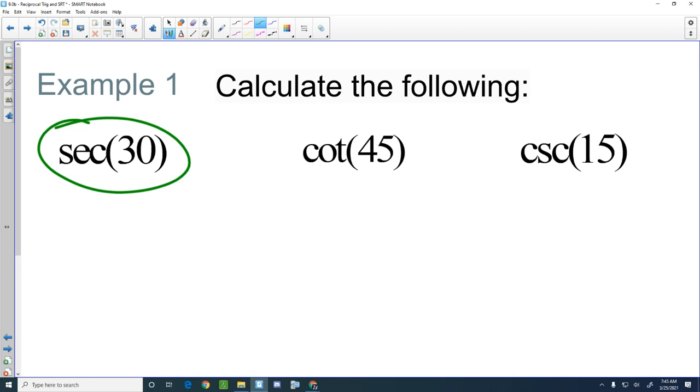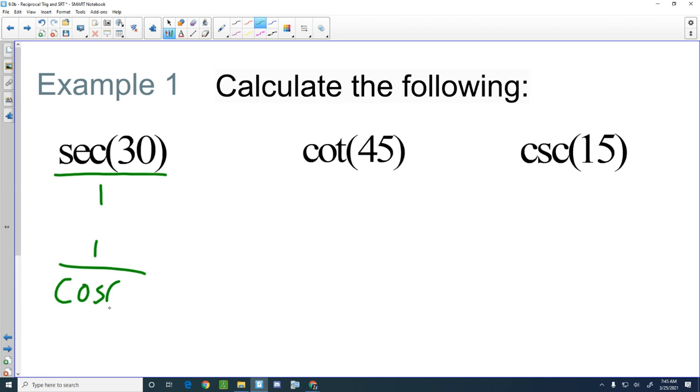I like what I heard. Secant is the reciprocal of what? Take a look at your notes. What was it the reciprocal of? It was cosine. The reciprocal just means you just flip the fraction. So if this is secant of 30 over 1, which fraction could we type in our calculator? Yeah, this is the same thing as 1 over the cosine of 30.